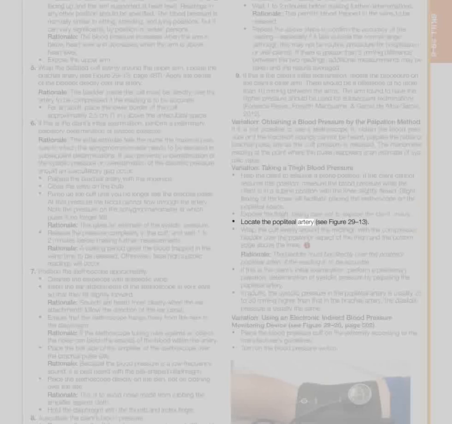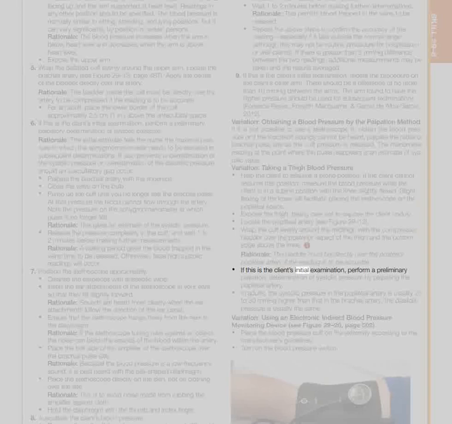Locate the popliteal artery, see figure 29-13. Wrap the cuff evenly around the mid-thigh with the compression bladder over the posterior aspect of the thigh and the bottom edge above the knee. Rationale: the bladder must be directly over the posterior popliteal artery if the reading is to be accurate.